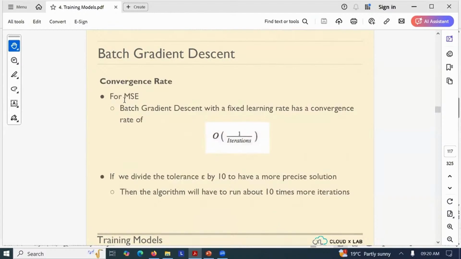Okay, so for mean square error, batch gradient descent with a fixed learning rate has a convergence rate of the order of 1 by iterations, right? So if we divide this epsilon by 10, the algorithm will have to run about 10 times more iterations, right?